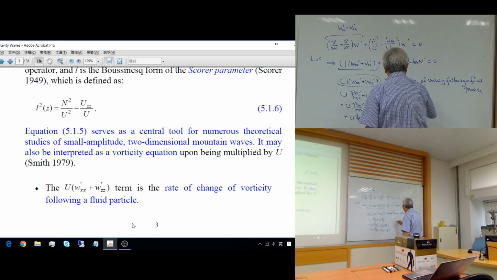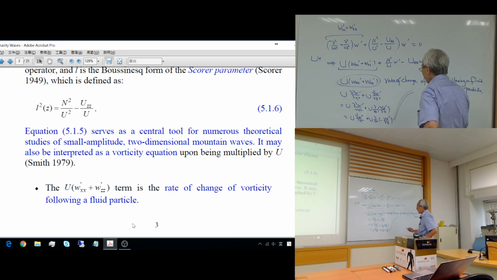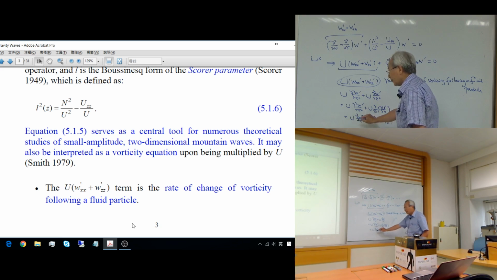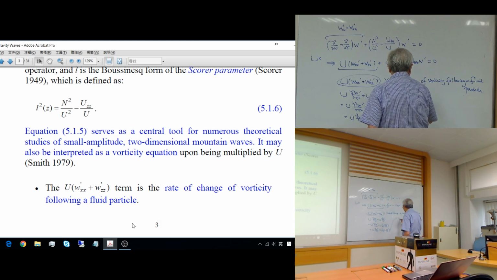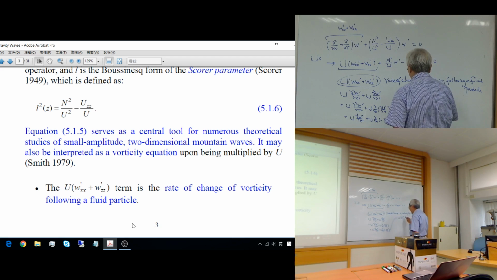So this becomes, we bring one partial x out. We have U, so now we have U partial x. Then I write this first, negative the U_z. Maybe it's okay. So I have partial W prime partial x minus partial U prime partial z.